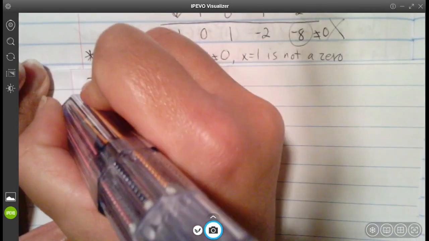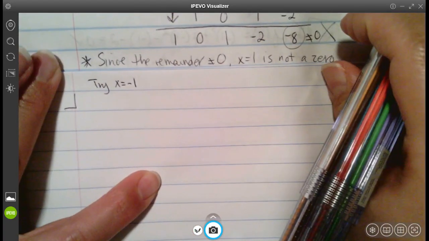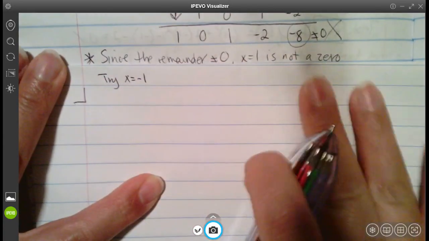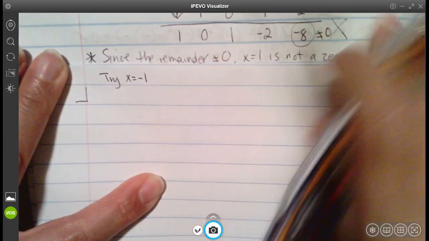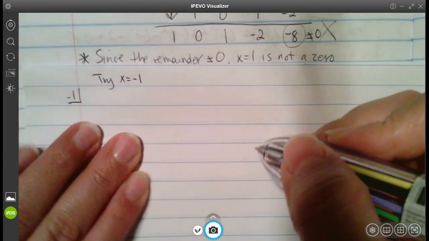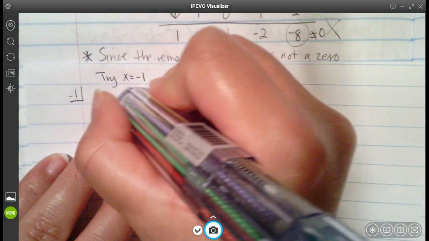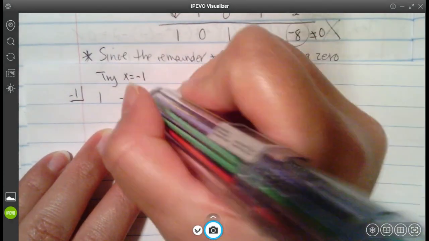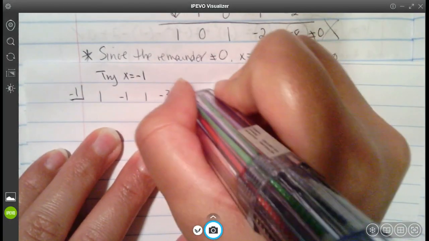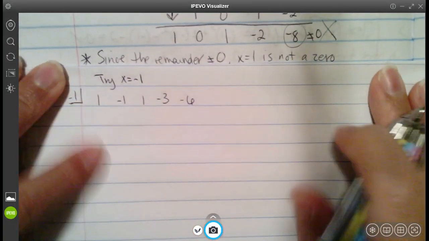So I'm going to kind of make it just a little bit smaller. Sorry guys, I had to use a different paper because I scribbled really badly. So I'm not going to even try whiting that out. So excuse the paper here. So this is -1 little box, okay? We use the same exact coefficients, 1, -1, 1, -3, and -6, okay?